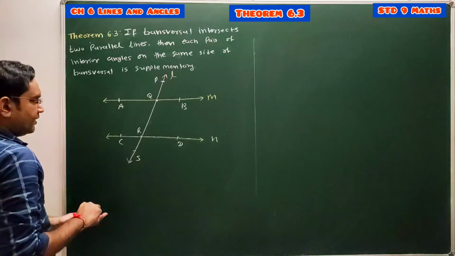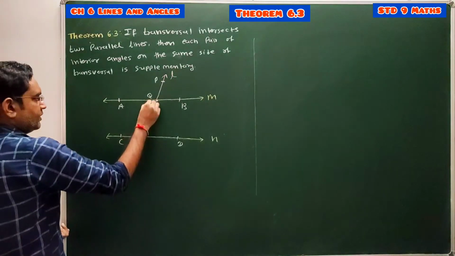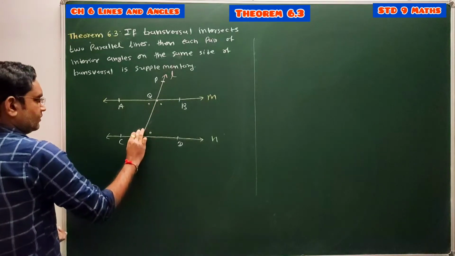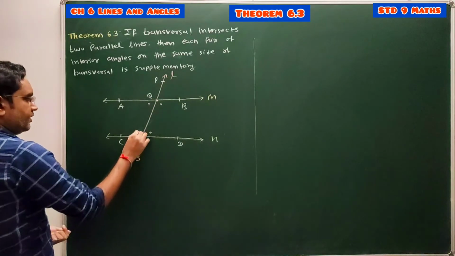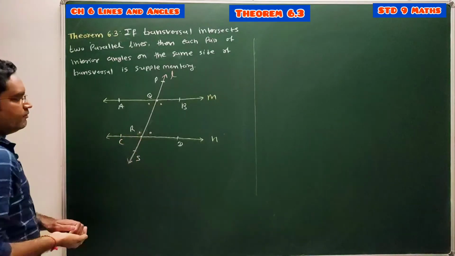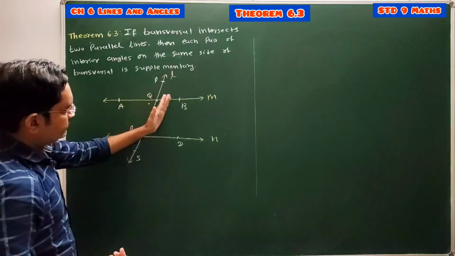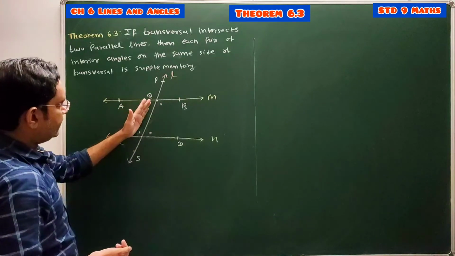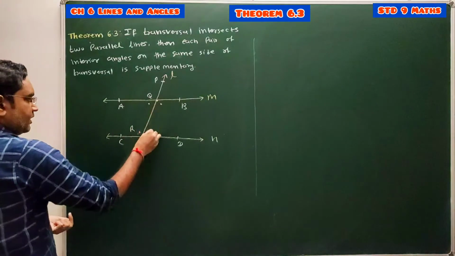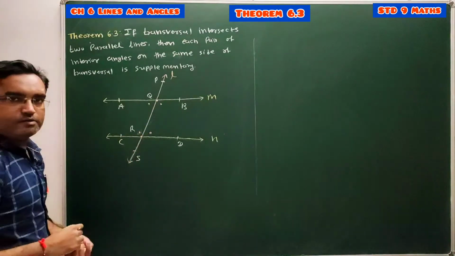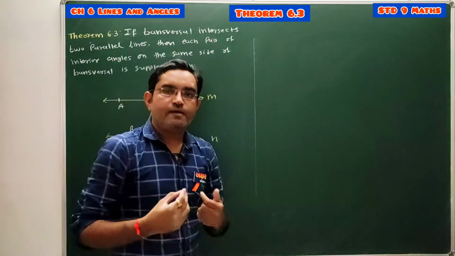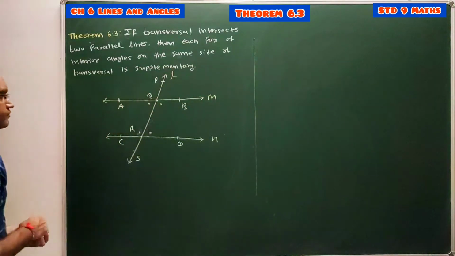So interior angles on the same side of the transversal are supplementary. Which are the interior angles? Total 4 interior angles are there. These are the 4 interior angles. Out of these 4 interior angles, this pair of angles is on the same side of the transversal, and this is another pair of interior angles on the other side of the transversal. You have to prove this pair of interior angles on the same side of the transversal are supplementary angles. What is the meaning of supplementary angles? Sum of the measure of the angles equals 180 degrees.